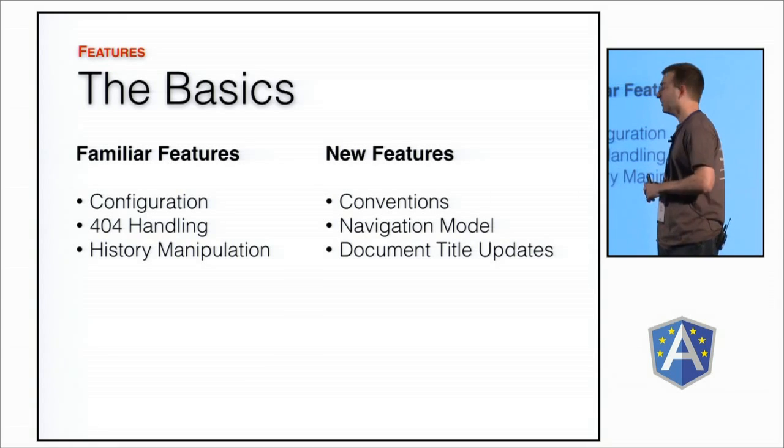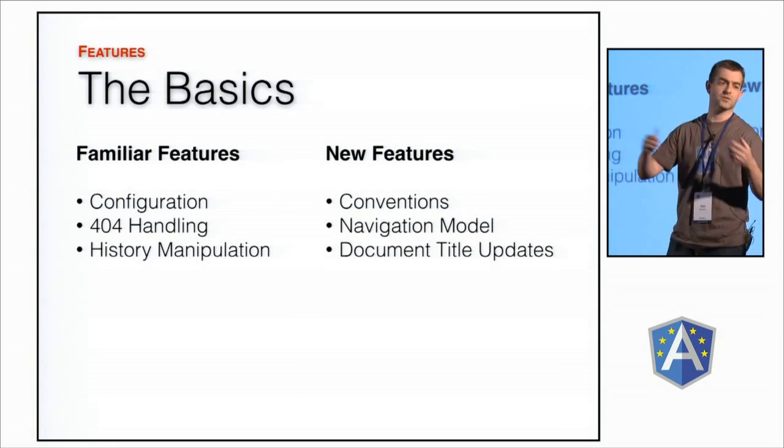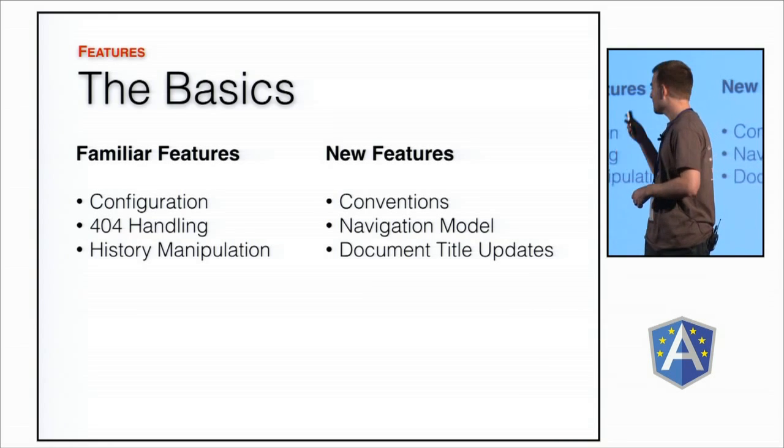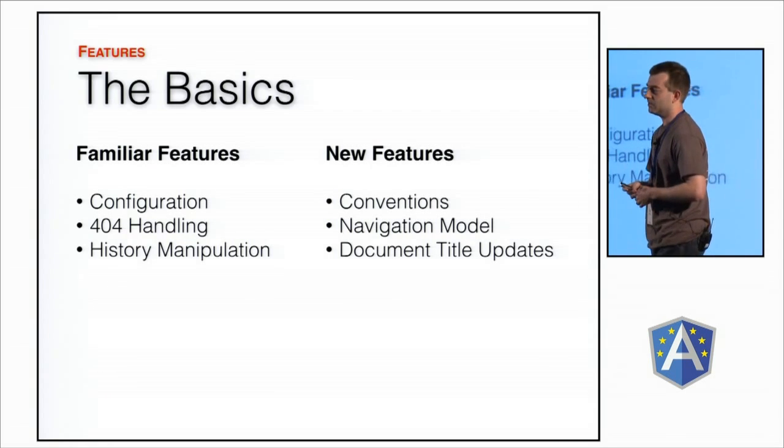So the conventions are kind of layered and let you use as much or as little of that as you want when you're configuring the router. We also have something that's nice. It's called a navigation model.